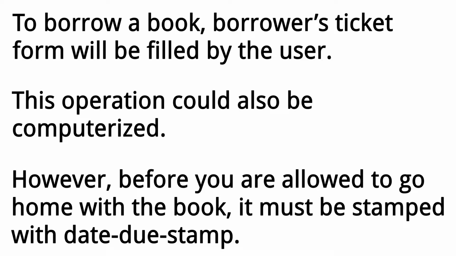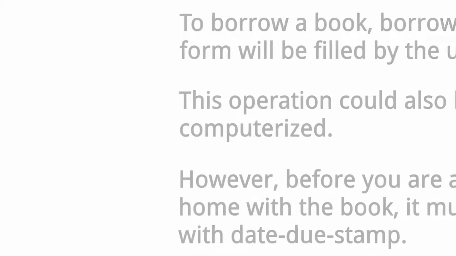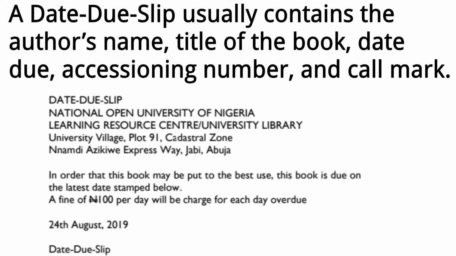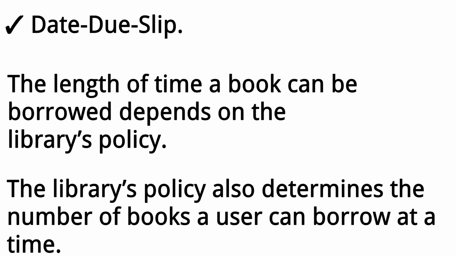However, before you are allowed to go home with the book, it must be stamped with a date due stamp. There is a slip, the date due slip, that all books available for loan carry in the library. This slip is pasted at the loose leaf at the back of every book on circulation in the library. A date due slip usually contains the author's name, title of the book, date due, accessioning number, and call mark. The length of time a book can be borrowed depends on the library's policy.